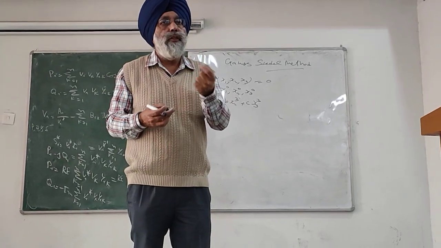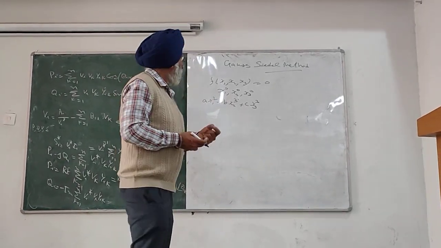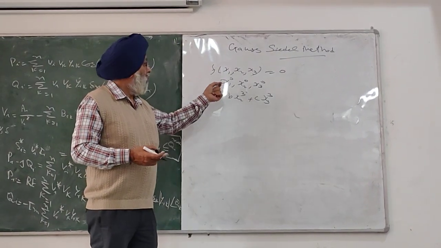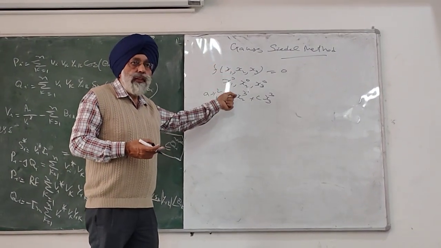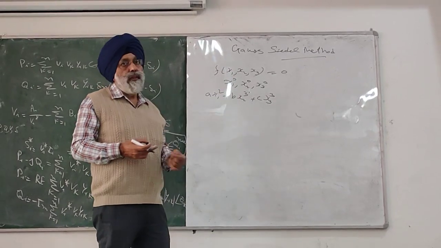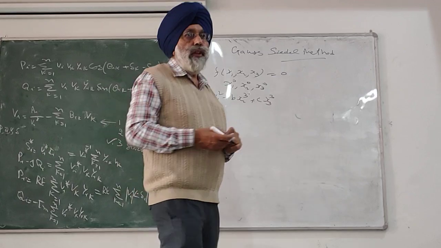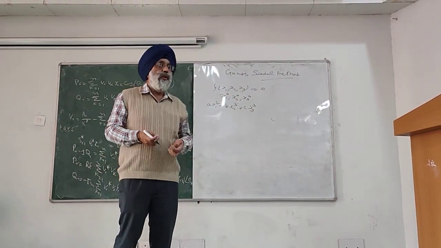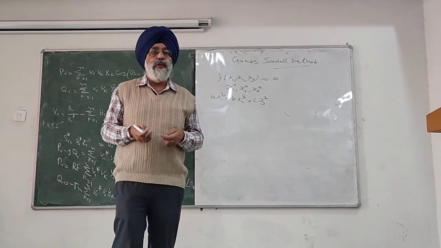If it is not giving the accurate value, then we need to update the values. We will increase or decrease the values. So ultimately our goal is to find the values of x1, x2. Similarly, we use the Gauss-Seidel method in order to solve the load flow solutions.